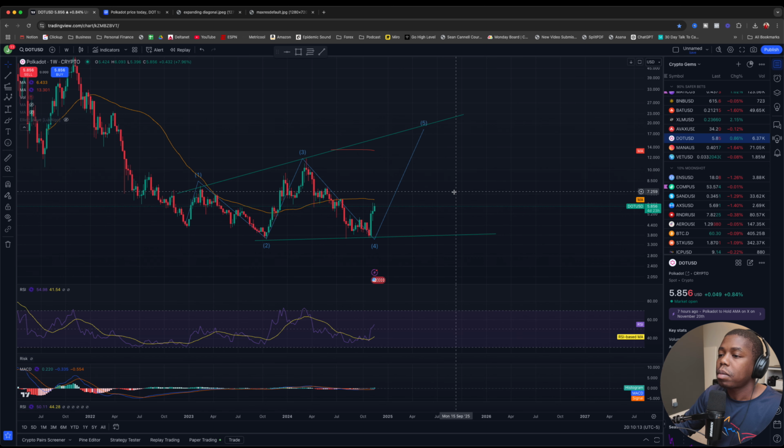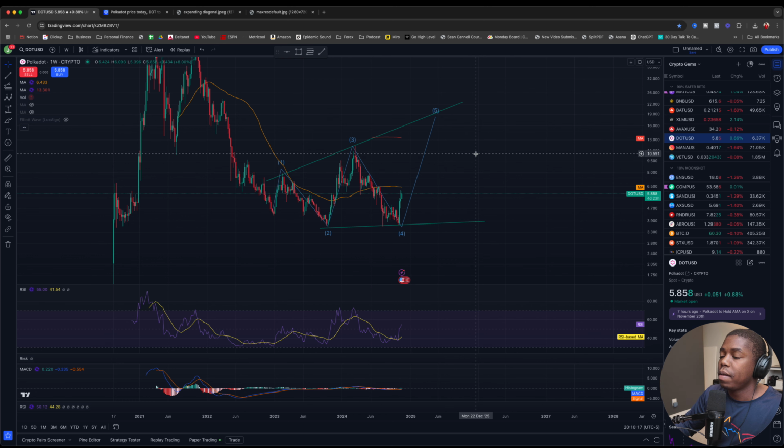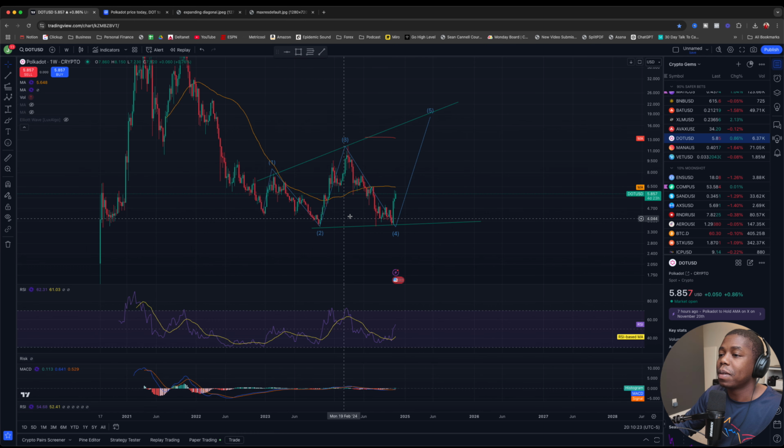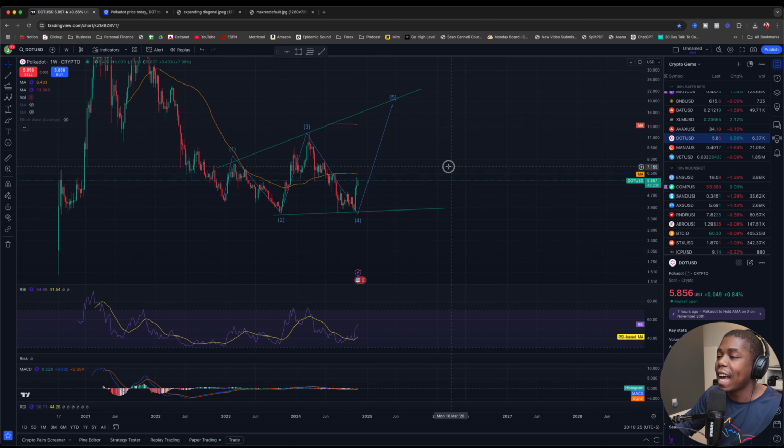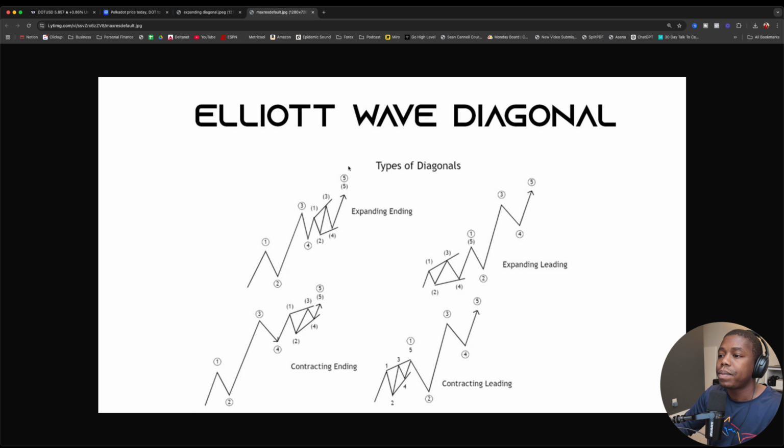Now, once this pattern forms, the bullish engulfing candle, sorry, not the bullish engulfing candle, the expanding diagonal pattern, once we see that form, a lot of times we will get a correction. So all of this creates a wave 1. I'm just going to show you here.